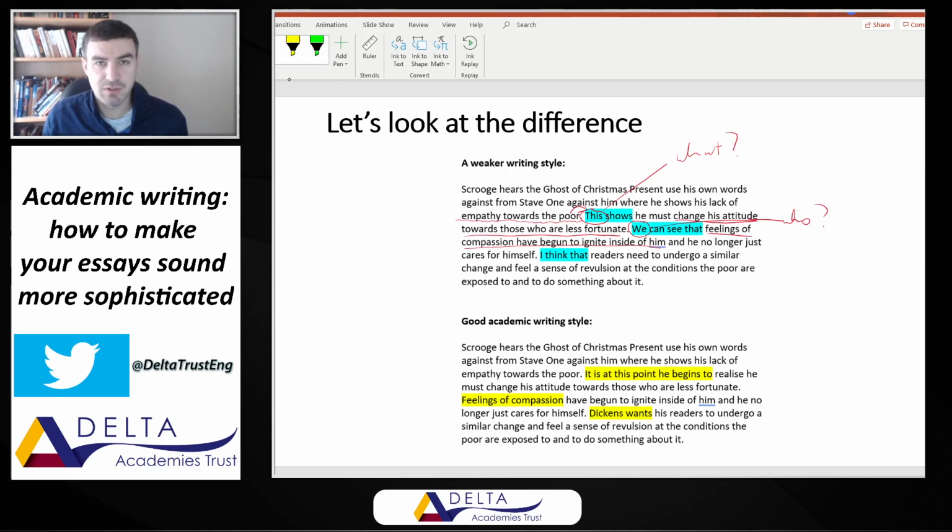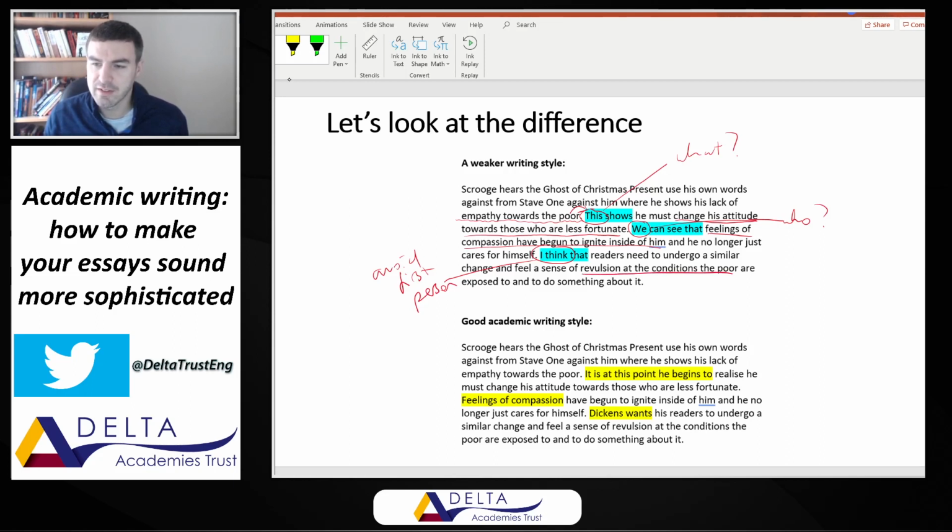He no longer cares just for himself. That's also a good thing. I think that readers need to undergo a similar change. Right. Academic writing doesn't tend to write in the first person. We want to avoid that. Okay? I think that readers need to undergo a similar change and feel a sense of revulsion at the conditions the poor are exposed to and do something about it.